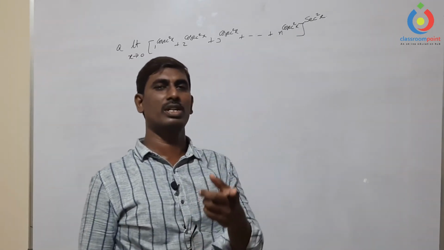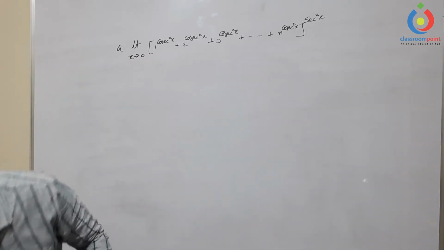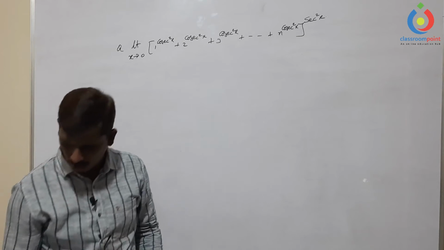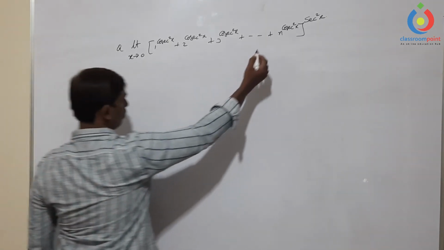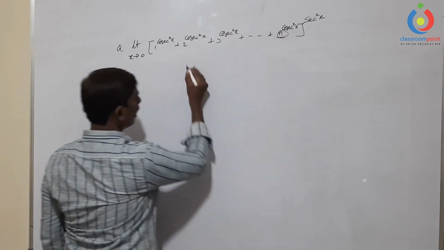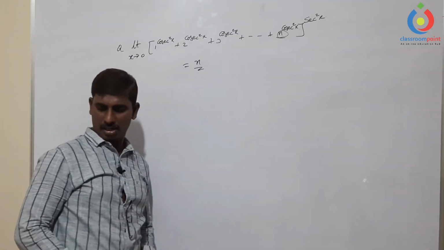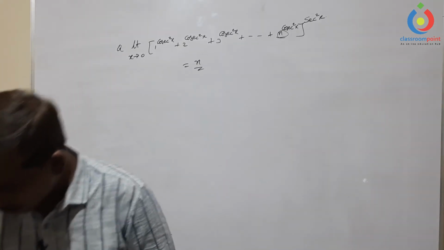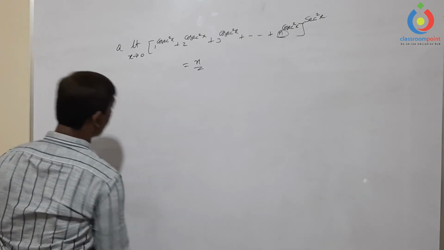Secant 0 means 1 by cos 0, which is 1. So this is infinite power 0 only, as x tends to 0. So directly, the highest value is the answer. Answer is n. Right? Next one, one more question.